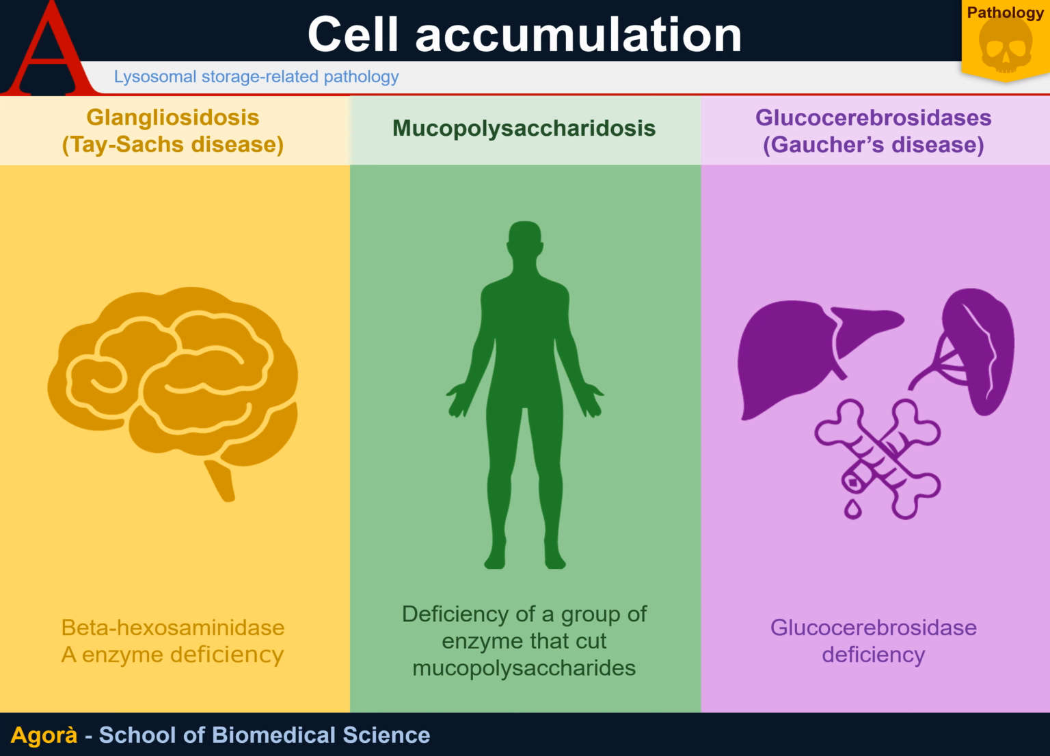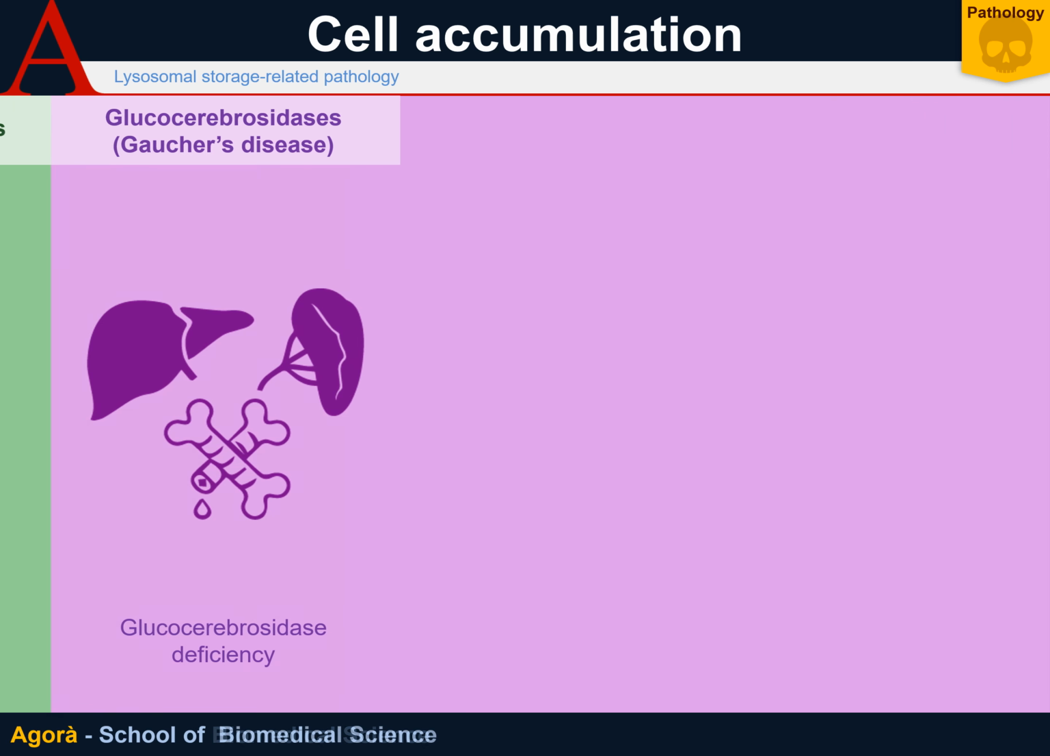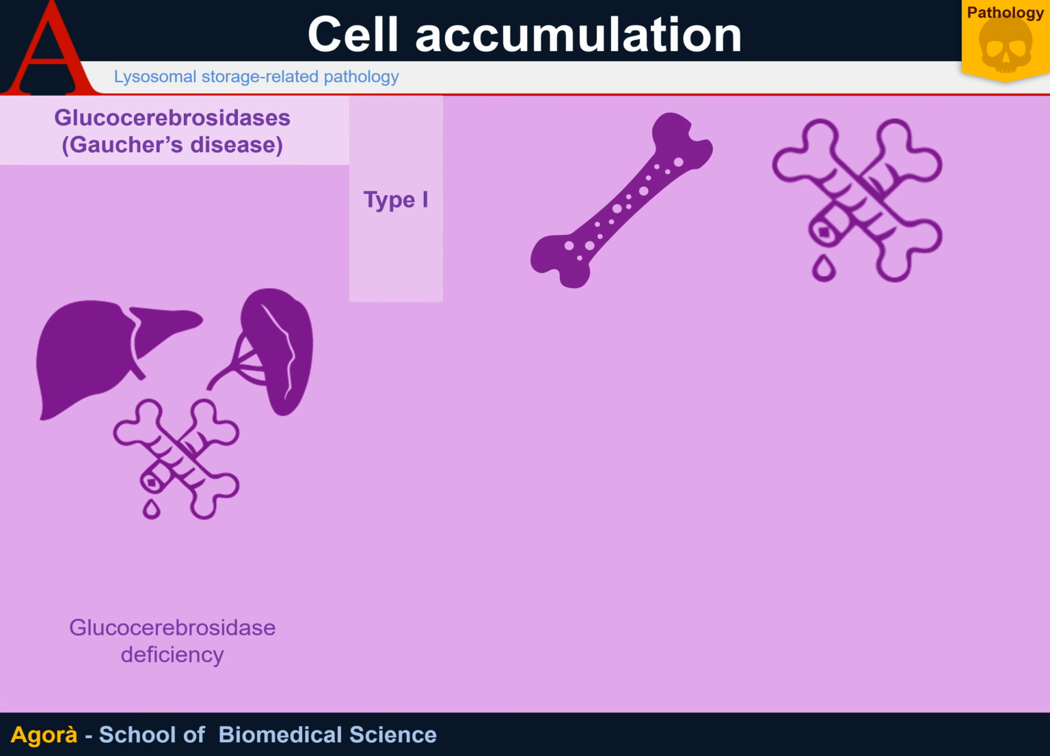Glucocerebrosidase is an enzyme in macrophages' lysosomes that cuts glucocerebrosides and converts them into glucose and ceramide, preventing their accumulation. When this enzyme is lacking, organs like the spleen, liver, and bone marrow fill up with cells that cannot catabolize glucocerebrosides. There are 3 possible situations.